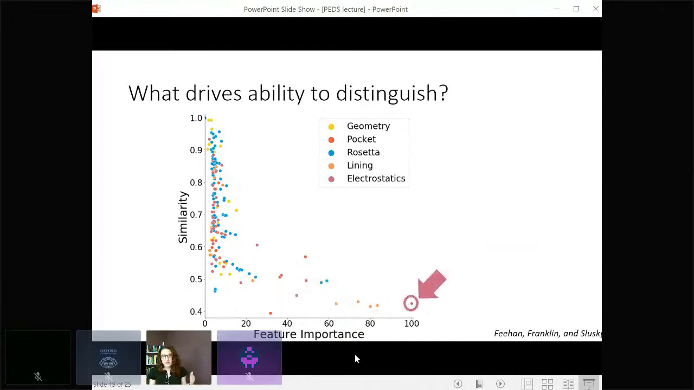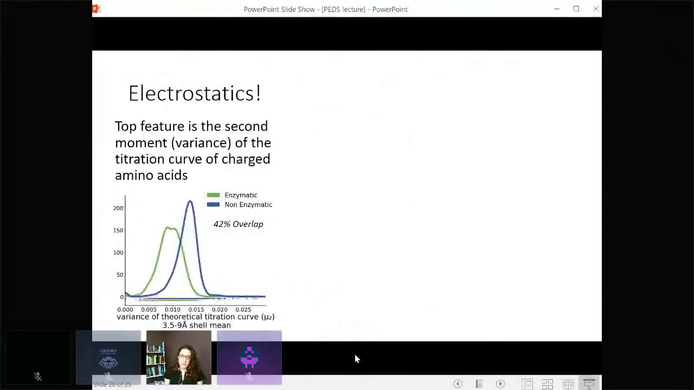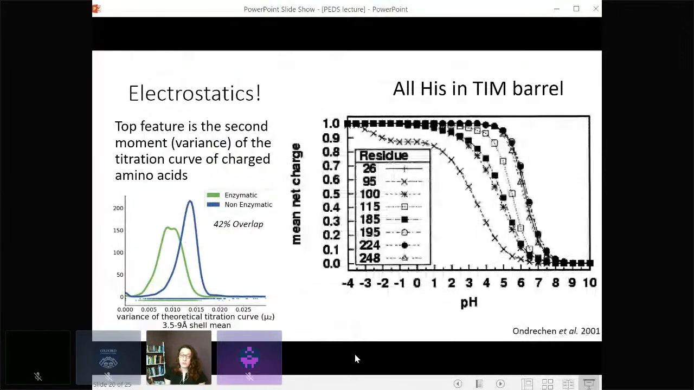But what is this? This is some electrostatics feature, and it is the most important feature to driving the ability to distinguish between enzyme and not. So this feature is the second moment of the titration curve of charged amino acids. And this comes out of some work from Mary Jo Andrechin, and her work has continued to use this to better understand the difference between enzymes and not, which is that if you look at a theoretical titration curve for ionizable atoms, ionizable amino acids, I should say, you generally get a sigma, right, with a pKa. That's how you know what it is, like that.